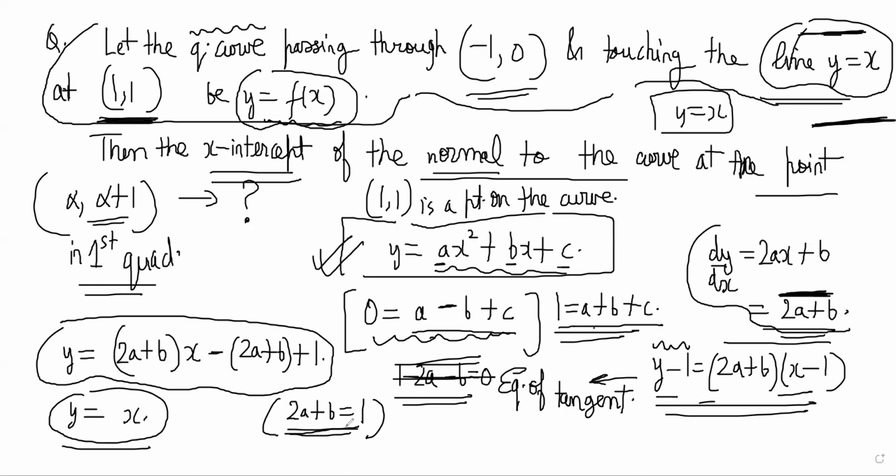Sir, like I got, is it like minus 3 by 2? What is minus 3 by 2? Like the x-intercept? No. Sir, is 7 the answer? No.